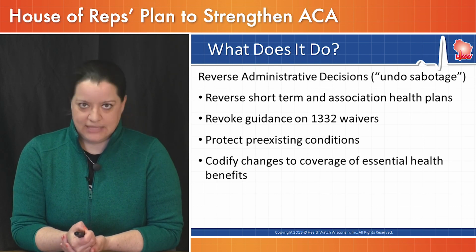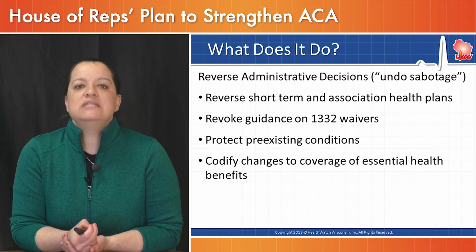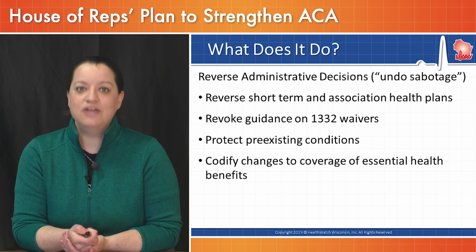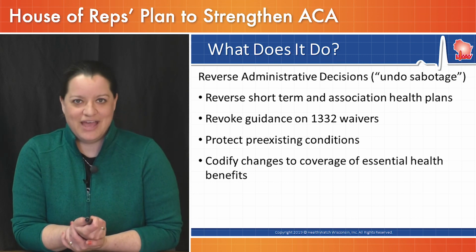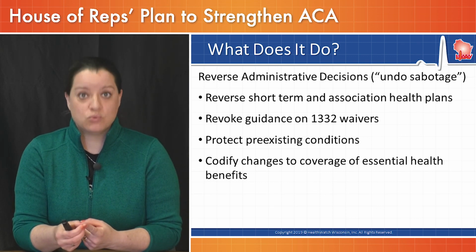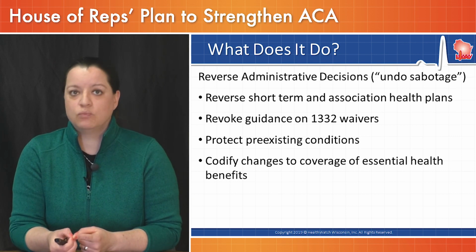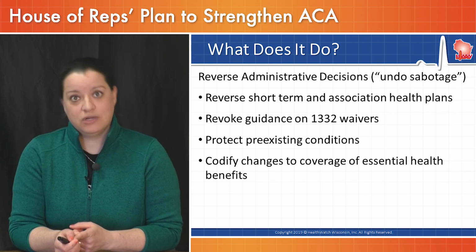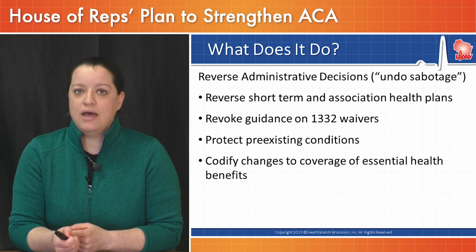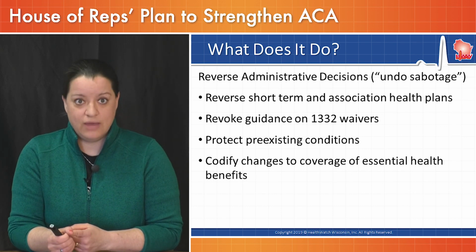In that second category of changes, it reverses the administrative decisions, and some political pundits are calling this the undue sabotage provision of the House bill. It reverses the short-term and association health plan rules that were implemented as final rules by this administration. Now, we're going to talk about the association health plan final rule in a separate video because there is some new development in legal action over that one.